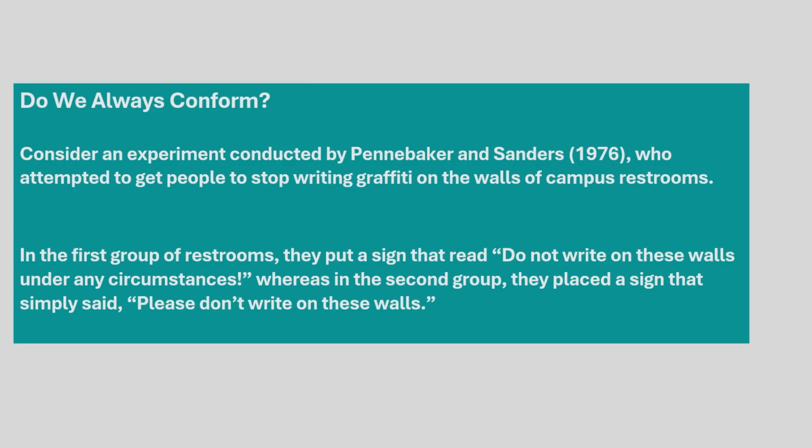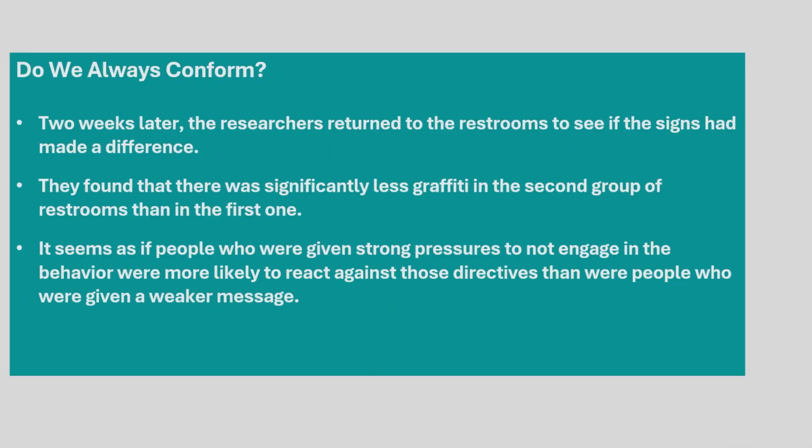Consider an experiment by Pennebaker and Sanders, who attempted to get people to stop writing graffiti on the walls of campus restrooms. In the first group of restrooms, they put a sign that read, "Do not write on these walls under any circumstances." Whereas in the second group, they placed a sign that simply said, "Please don't write on these walls." 2 weeks later, the researchers returned to the restrooms to see if the signs had made a difference. They found that there was significantly less graffiti in the second group of restrooms than in the first one.